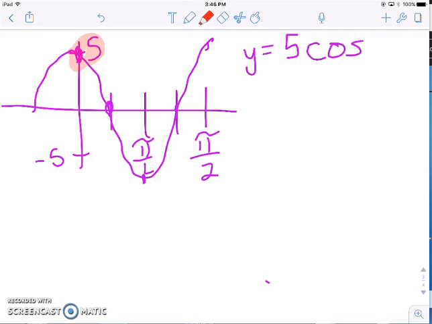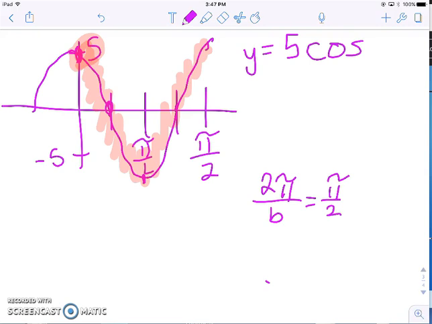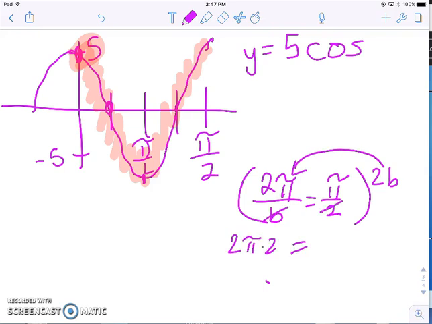So our period on this graph, where it makes a full wave, would be pi over 2. So we know 2 pi over b equals pi over 2. Fraction bust this, multiply it by 2b. If we distribute that, that would be 2 pi times 2 equals b times pi. So 4 pi equals b times pi. So b has to be 4. So this would be the cosine of 4x.